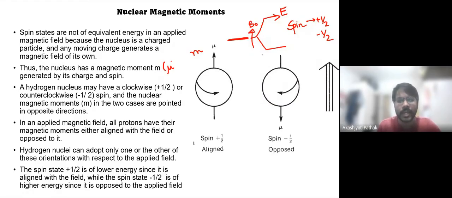But for proton, it can take the spin state plus half and minus half. And remember that the plus half state has a lower energy than the minus half state. When we derive the expression of energy of a particular spin state, then you will understand why the plus half spin state has a lower energy than the minus half spin state.